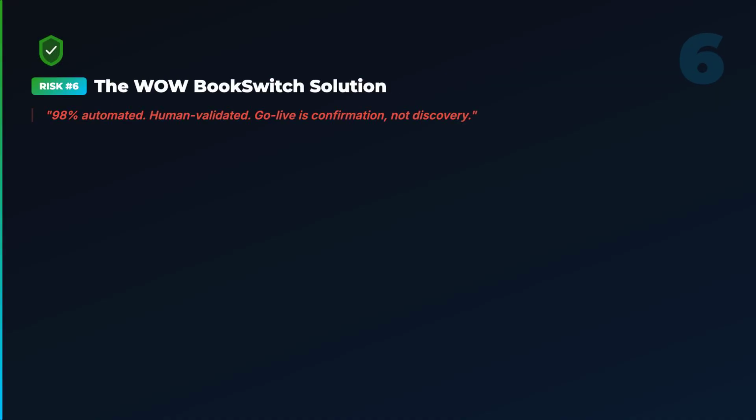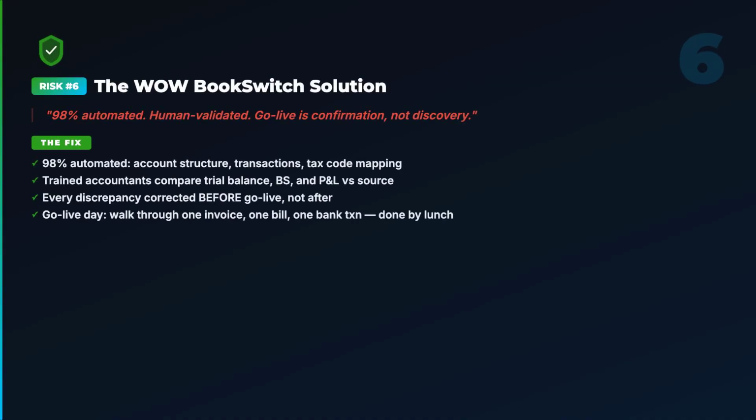Risk number 6, and the solution. The WOW book switch process is 98% automated. Account structure conversion, open transaction migration, and tax code mapping. The remaining steps are deliberate human review. Trained accountants compare the trial balance, balance sheet, and profit and loss against QuickBooks source data before the file is released. Any discrepancy gets corrected before go-live, not after. Go-live day becomes a confirmation exercise, not a discovery session.